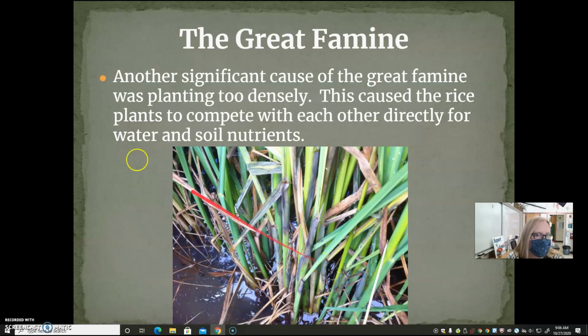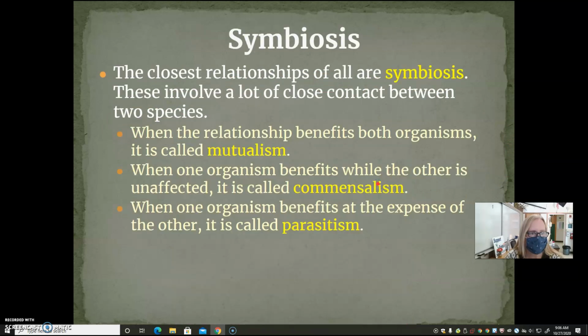Okay, excuse me. Another significant cause of the Great Famine was planting too densely. This caused the rice plants to compete with each other directly for water, soil, and nutrients. So this is in China, referring back to that Great Famine that we've been talking about the whole unit.